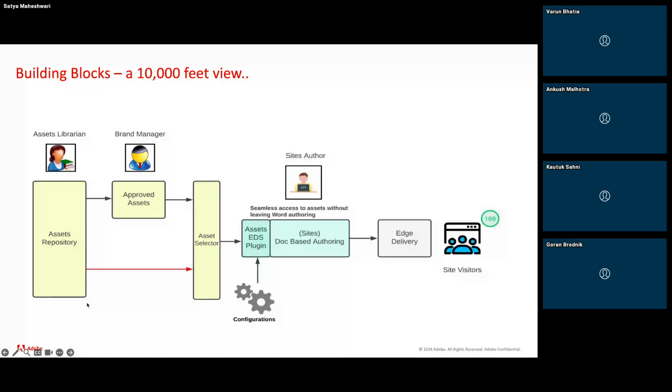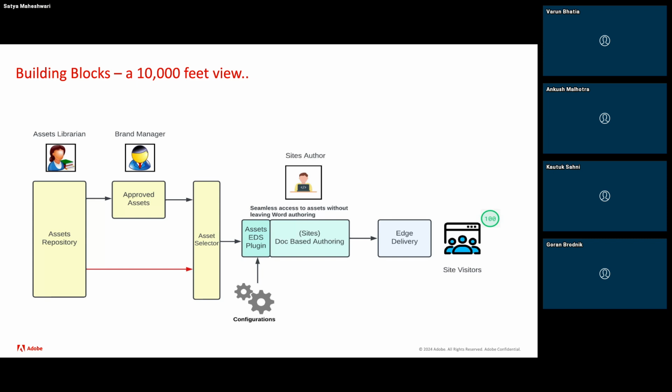So let me get a bit on the technical side of things. This is a 10,000 feet view, I'd say, pretty high level, but it has the basic building blocks in place which are responsible for this integration. If you look towards the left hand of this diagram, you'll see some yellow blocks. Yellow blocks are things on the asset side. The greenish blocks are the Edge Delivery Services side, and then there are the site visitors who are visiting the website.